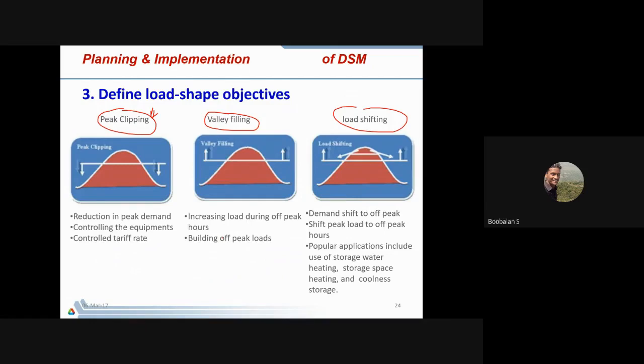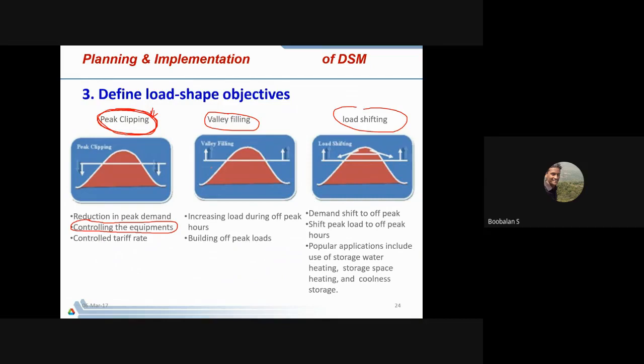So definitely how can we reduce it, right? Peak clipping, I already told you. It's a direct control method. We are going to directly disconnect or connect that customer side equipment, that's called load equipment. For that purpose, we need controlling equipment. So we need a controller, right? Definitely.